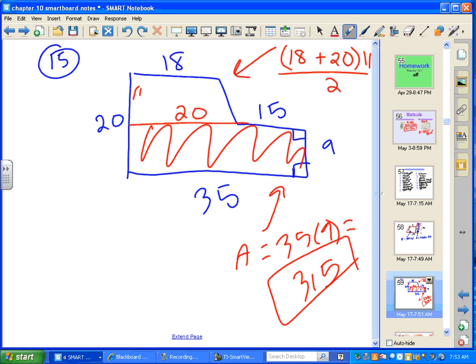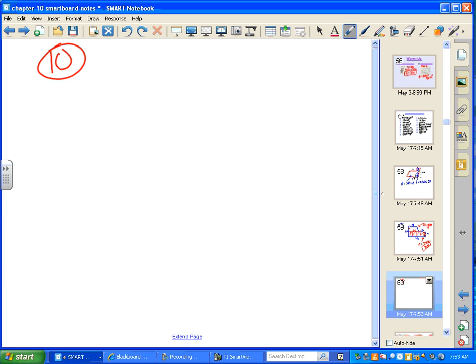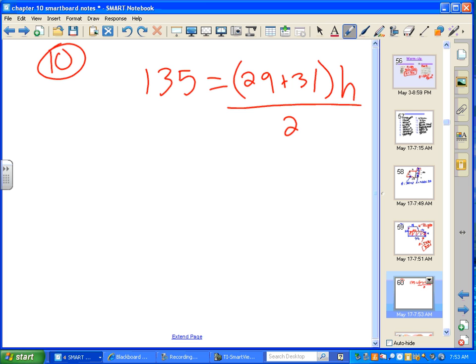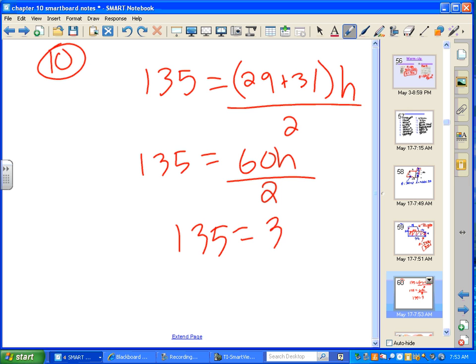Number 10, you got the wrong answer. Okay. Number 10, we are given the area as 135, and we need to find height. So we have 29 plus 31 divided by 2, and then keep your height on the top. Did you have it set up like that? Okay, when you add 29 plus 31, we have 135 equals 60 times h divided by 2. And then I would divide by 2, change it to 30. And then when you divide there, you get 4.5. You okay?